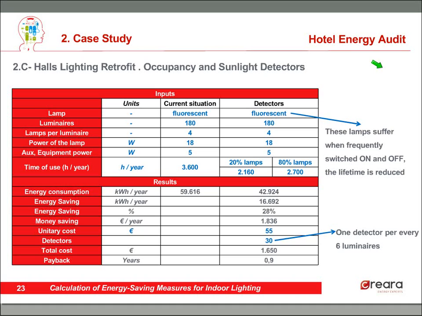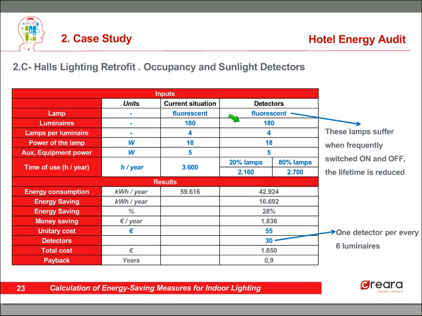So here we have the results for this measure, the current situation, and the situation with the detectors. Remember, we don't change the lamps, just install detectors to reduce the time of use of the lamps. So the technology is fluorescent before and after the measure. We have 180 luminaires.